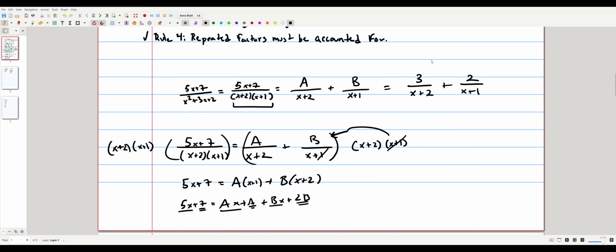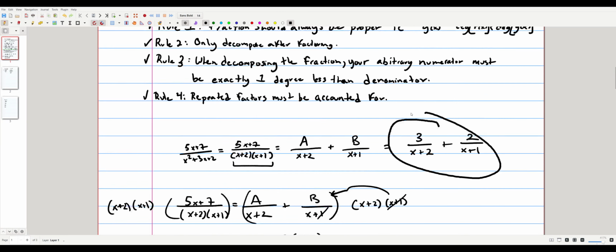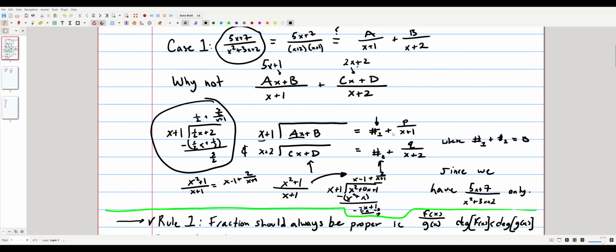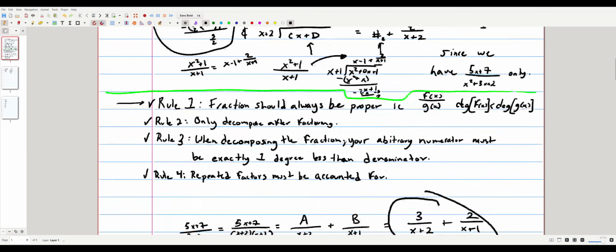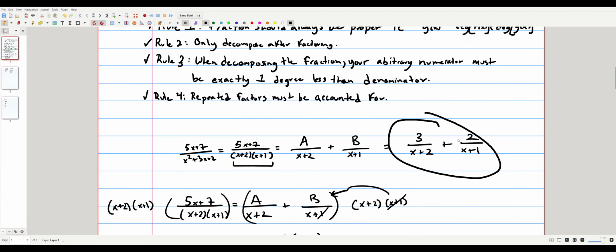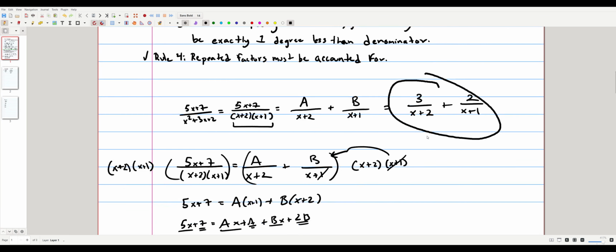And so if we keep this in mind and scroll all the way up to the beginning where we started our lecture, look, it's 2 over x plus 1 and 3 over x plus 2. That's exactly what we ended up with. So we ended up getting the same decomposition that we started with. So partial fractions are the way of going backwards from having common denominators and combining two fractions.